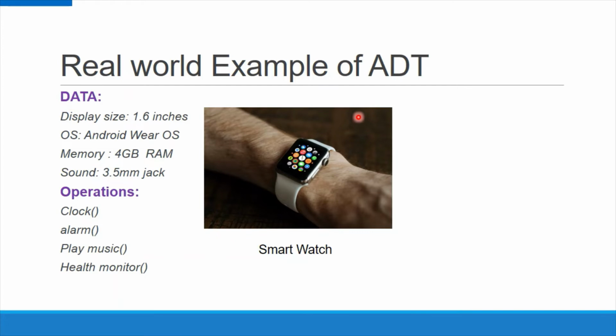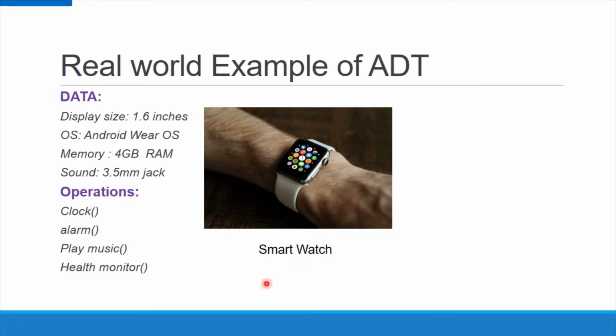Okay, we all know ADT, our abstract data type, represents two things. One is data and another one is operation. So data for my smartwatch: the display size, OS, memory, sound, like my specification. These are all my specification, which comes under data. And next is operation. So operations are nothing but features or functions of the smartwatch.